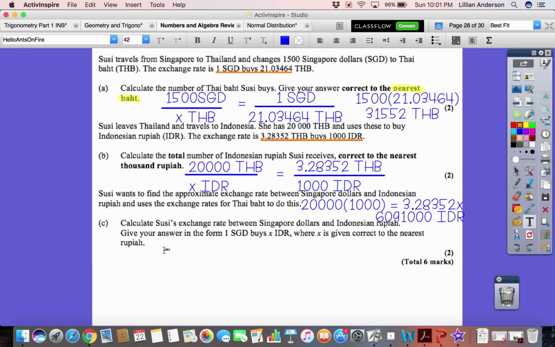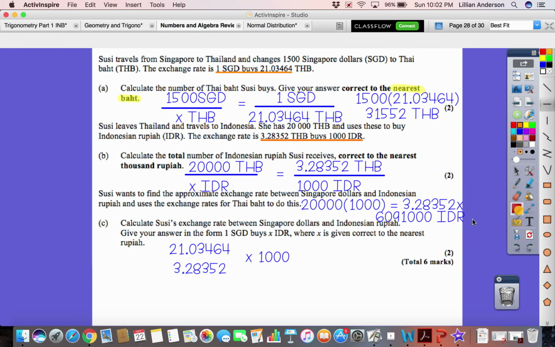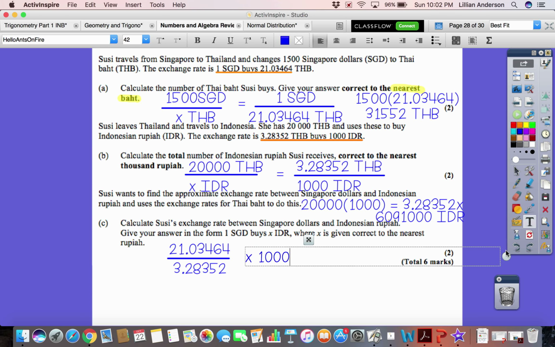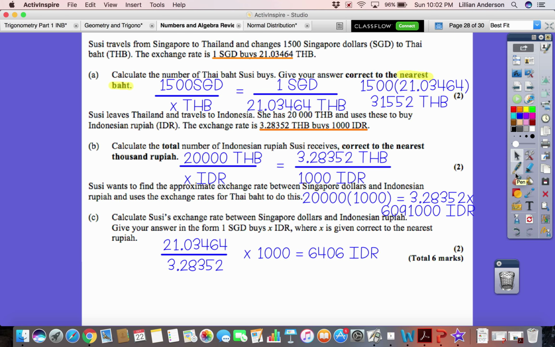So in order to do this, what we'll basically end up doing is dividing the two exchange rates, like so, and then multiplying by 1,000, since that is the conversion rate for 1,000 rupiah. And then we'll get our final answer, which is indeed 6406 here. All right.